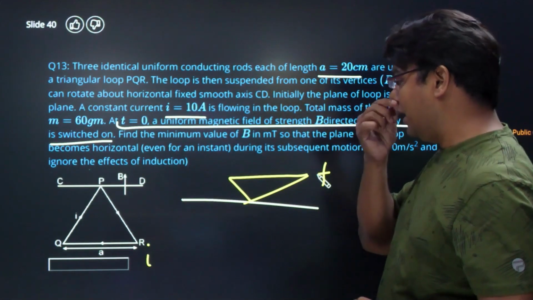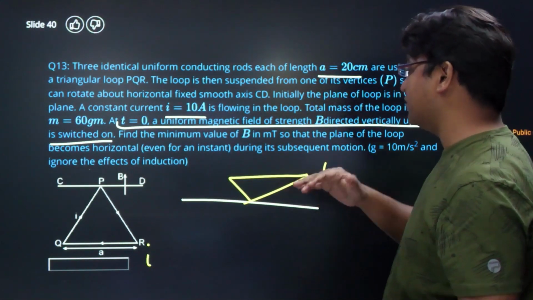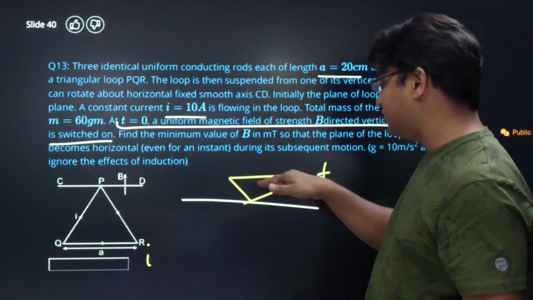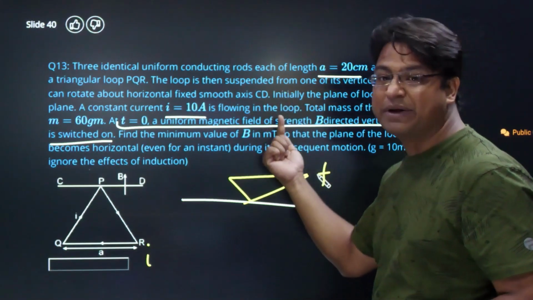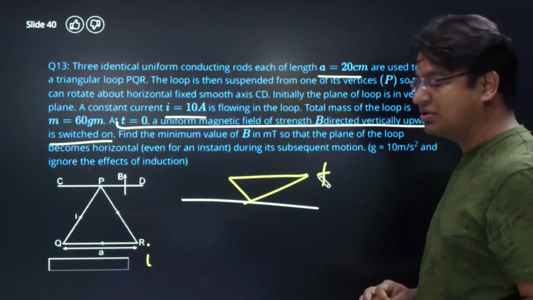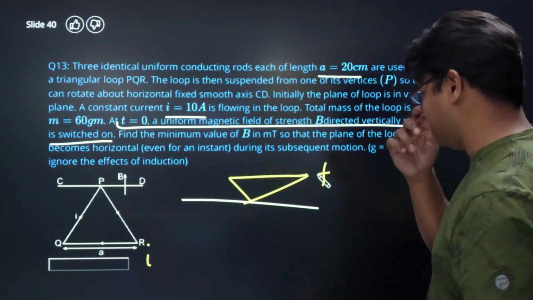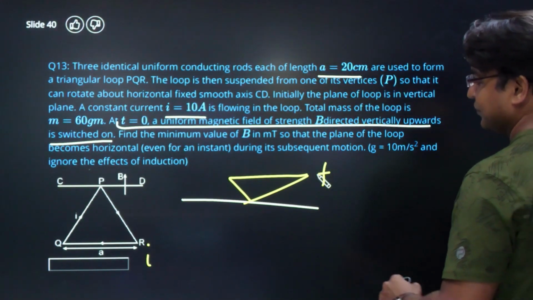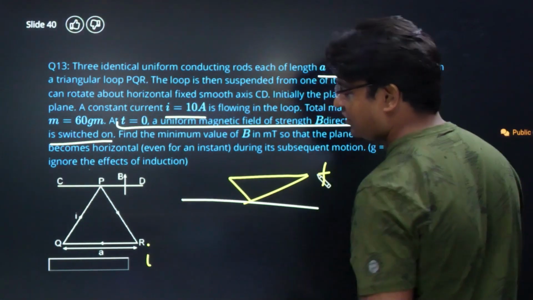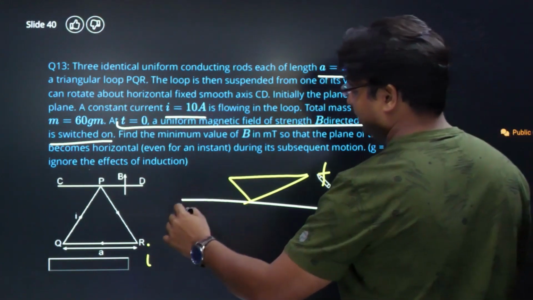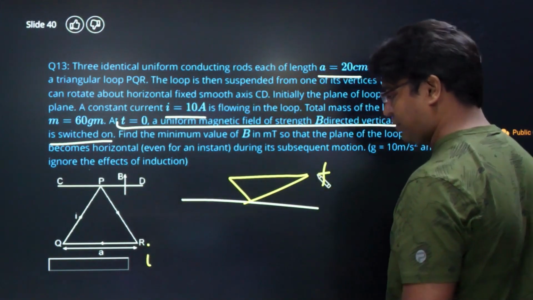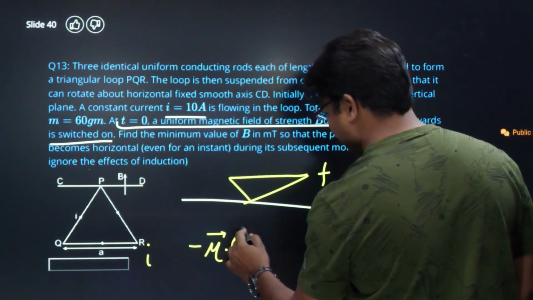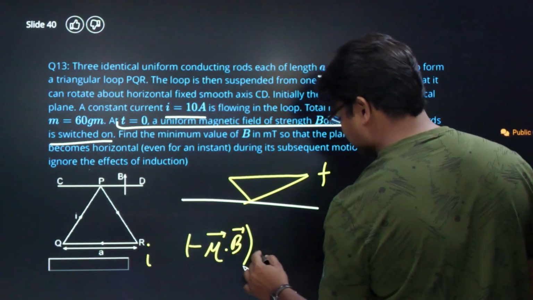So I'm going to write the energy equation. All right, because we are talking about an instant, we are not going to balance the torque in this position. In fact, in this position, the torque will become 0 because the magnetic field becomes parallel to the magnetic moment. So we are going to write the energy equation. Okay, so how are we going to write it? We are going to write initially the interaction energy between field and loop. How do we write it? It is minus mu dot B. So minus mu dot B in the initial situation.